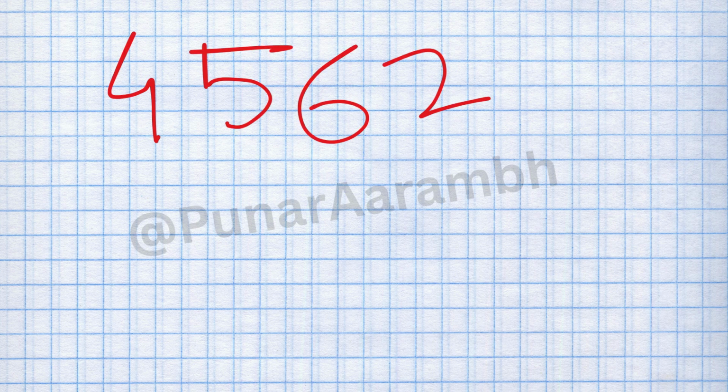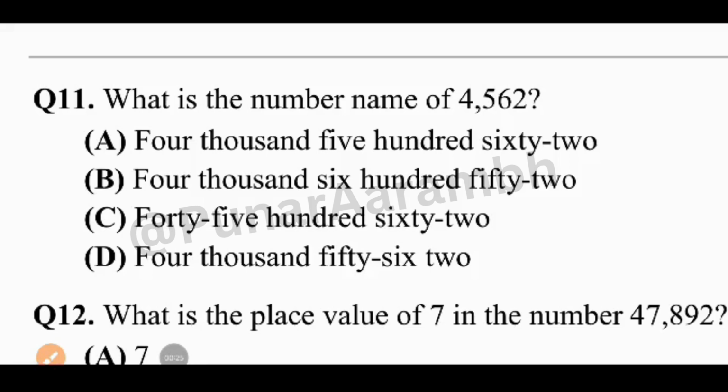We will read all the four options that are shown on our screen. First one is A, 4562. B, 4652. C, 4562. And D, 40562. So those who know the answer, please write it down in your copy. Question number 11, right answer is, write it down. And those who are looking for an explanation, please stick to the video.